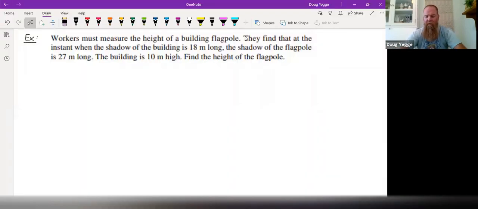It's always important to draw a diagram whenever you're dealing with an application problem. Okay, so workers must measure the height of a building flagpole. Well, if we want to measure the height of a flagpole, then we should probably draw the picture of the flagpole. But then I don't know exactly, outside of just drawing a vertical line, what I would actually draw. So let's continue. They find at the instant when the shadow of the building is 18 meters long, the shadow of the flagpole is 27 meters long.